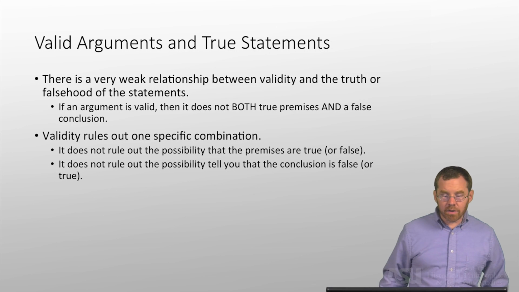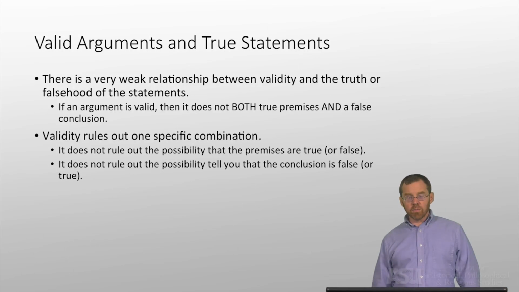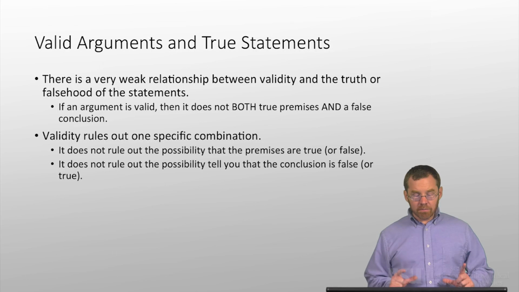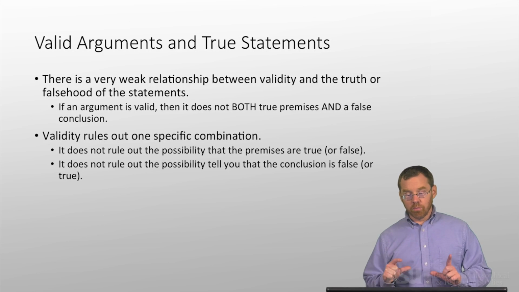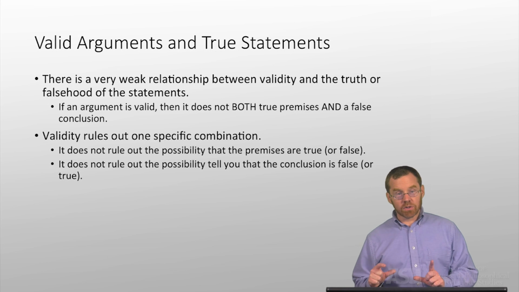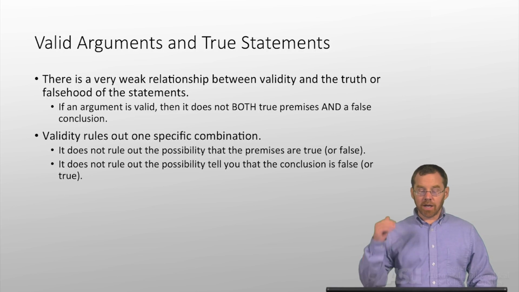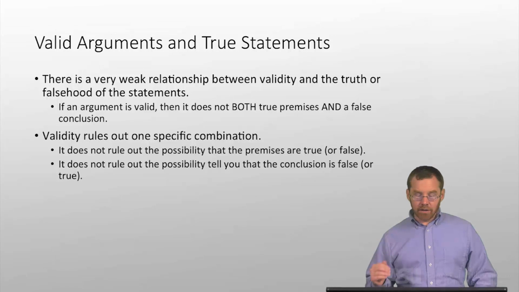Now this brings us around to our other question. What about valid arguments and true statements? There is a very weak relationship between validity and the truth or falsehood of the statements. If an argument is valid, then it does not have both true premises and a false conclusion. So validity rules out one very specific combination. It rules out the possibility that the argument has all true premises and a false conclusion.